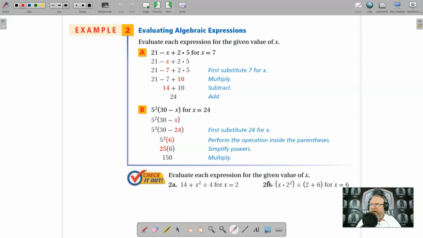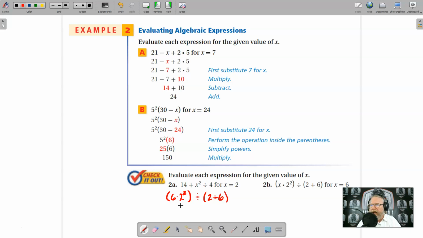Let's evaluate each expression for the given value of x. So let's just do 2b on this one. So let's go ahead and start rewriting the problem, but wherever we see an x, we're going to put in 6. So I have an x here. 6 times 2, and the 2 is squared. So let's go ahead and get rid of that parentheses so I fit that square in there. Divided by the quantity of 2 plus 6.